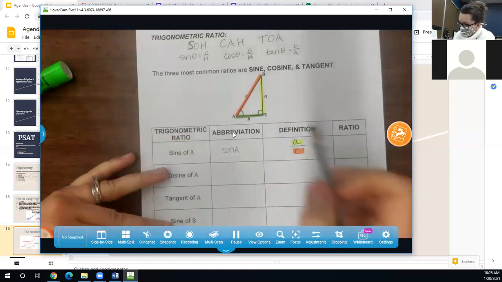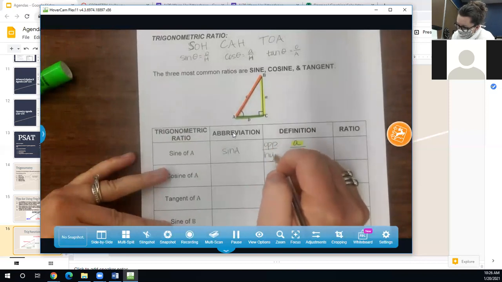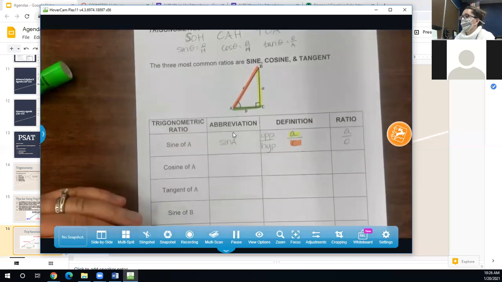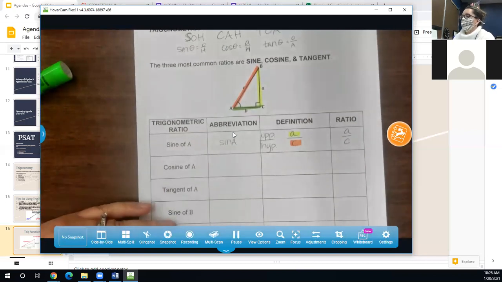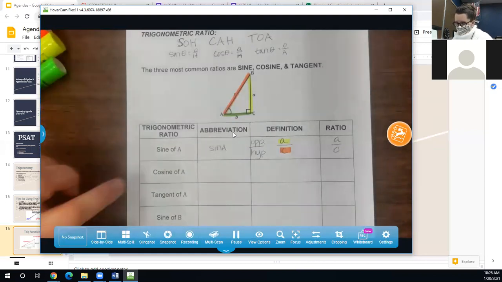Oops, I think I was supposed to write that there. Opposite over hypotenuse. And then a over c is supposed to be here. It's the first one, I already messed up. It's not good. All right, let's do the next one.